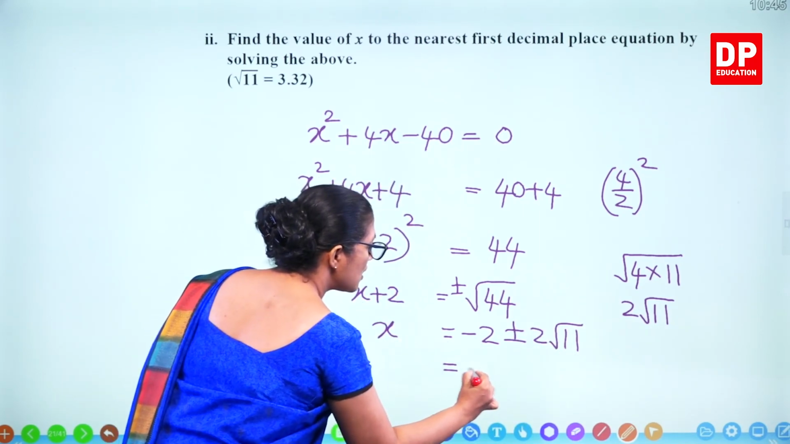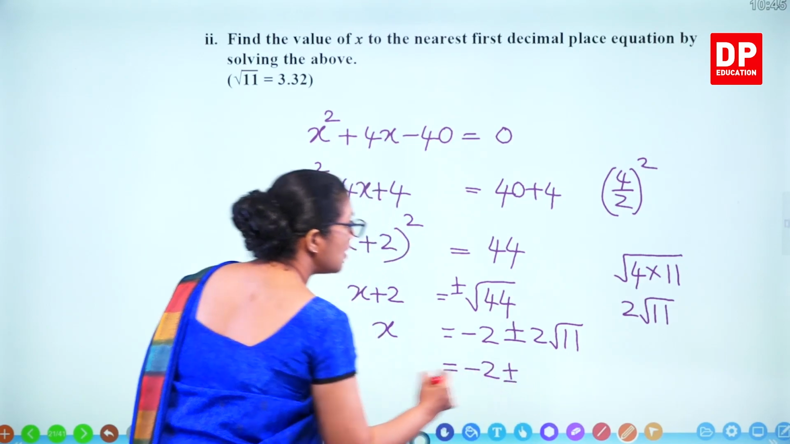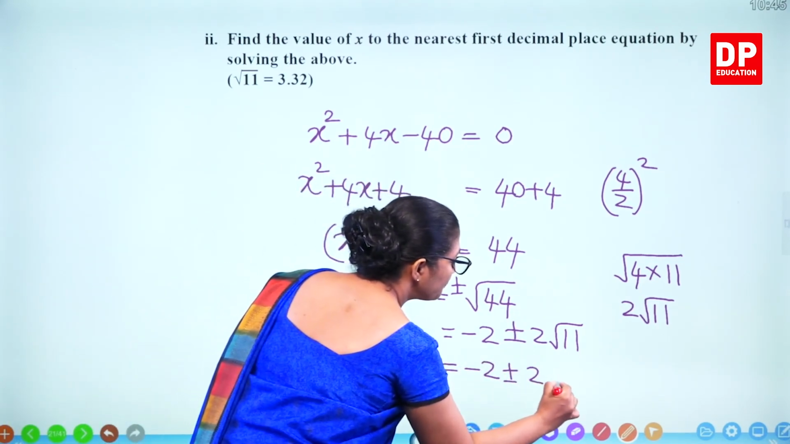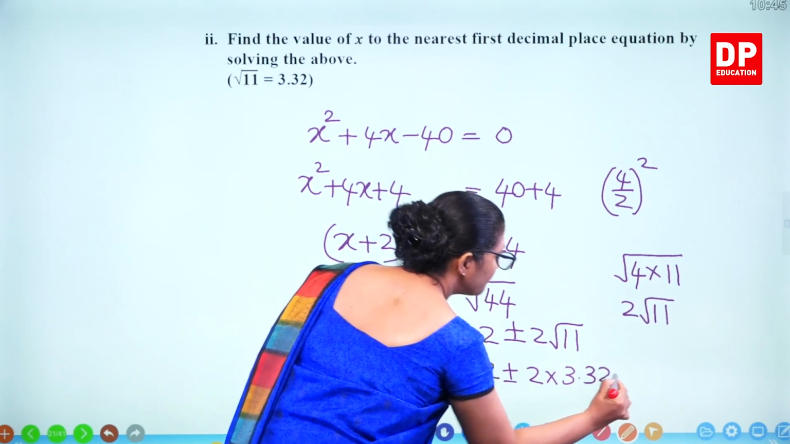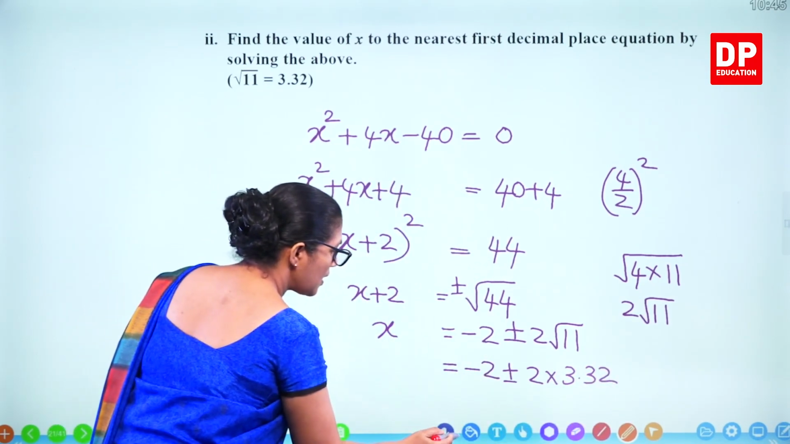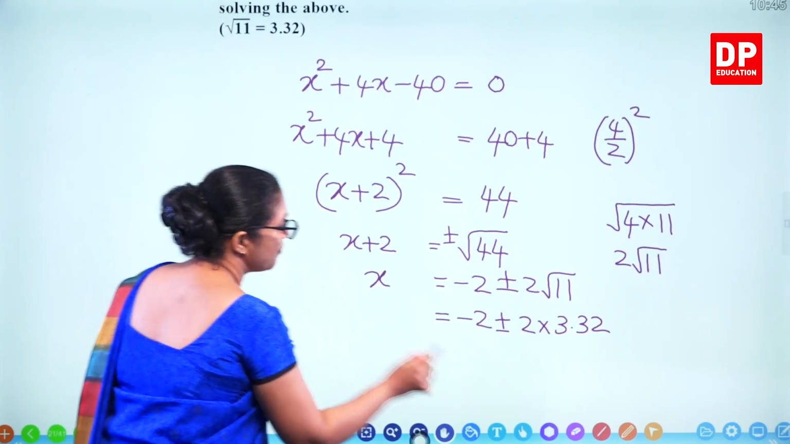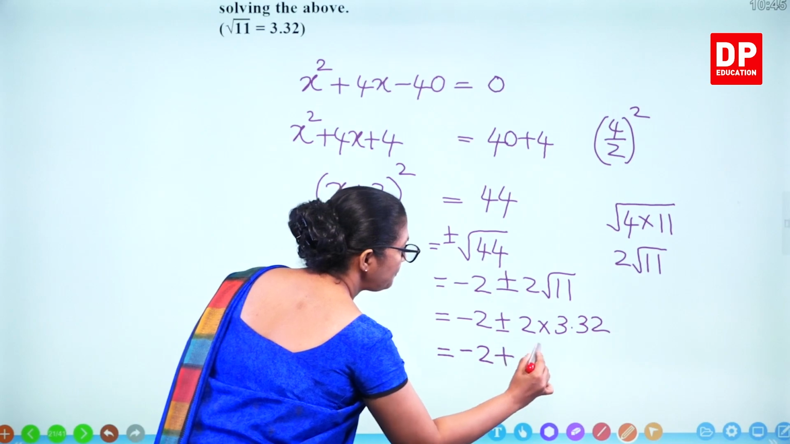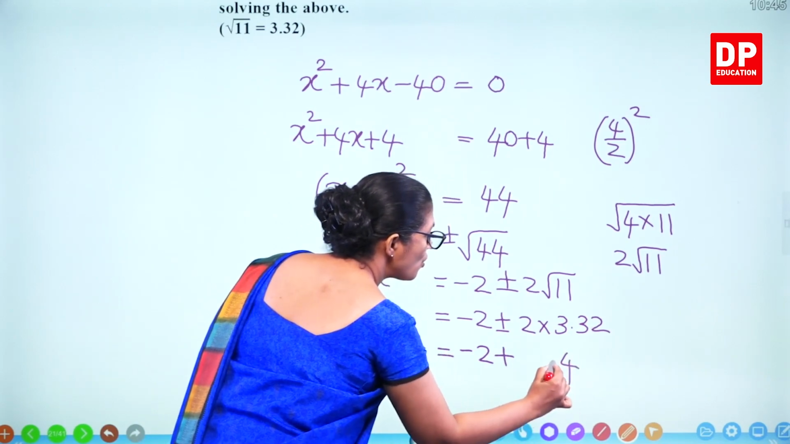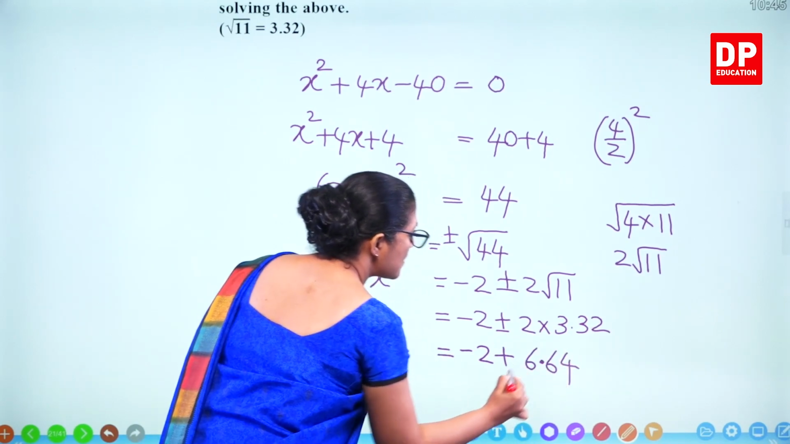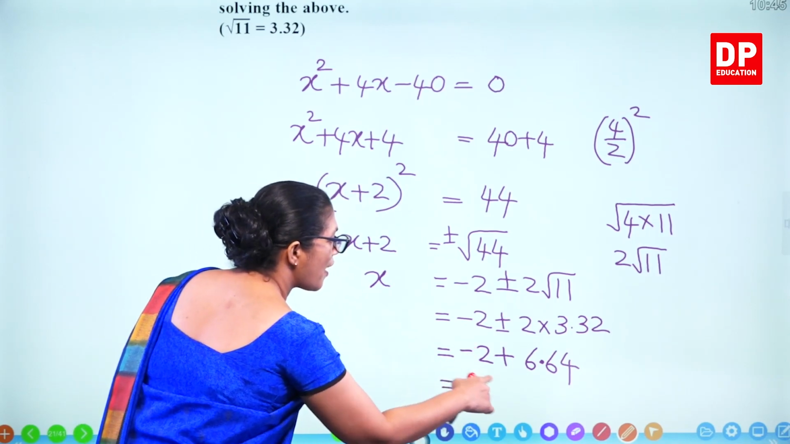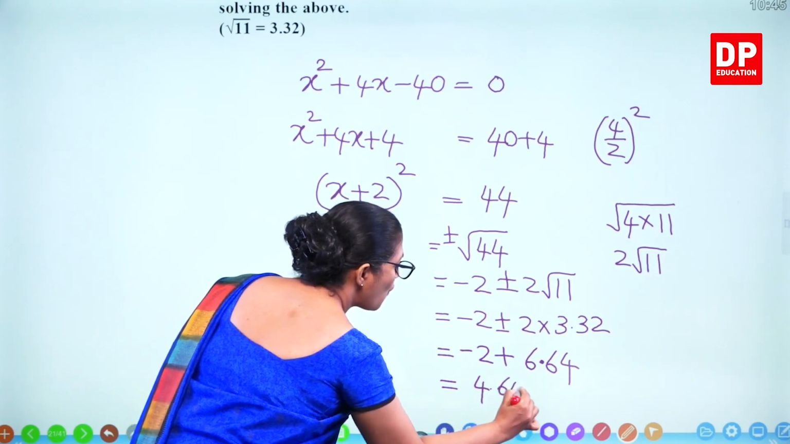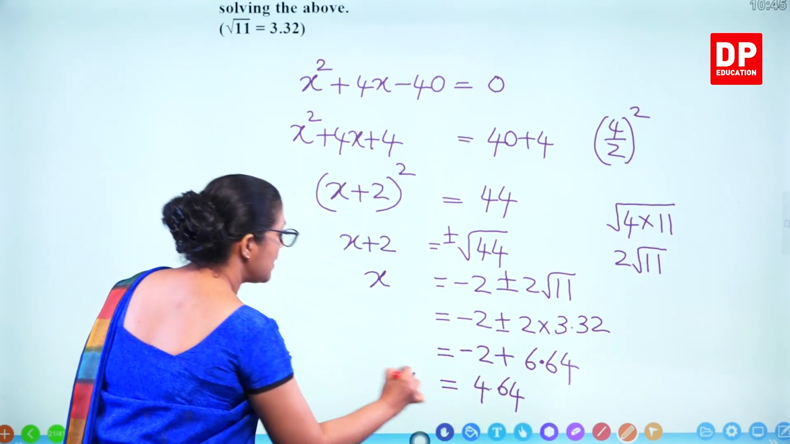Now substitute. Root 11 is 3.32. Take only the positive value because x cannot be negative. 2 times 2, 4. 2 times 3, 6. 6.64. So when you subtract 2 here, you get 4.64 as the x value.